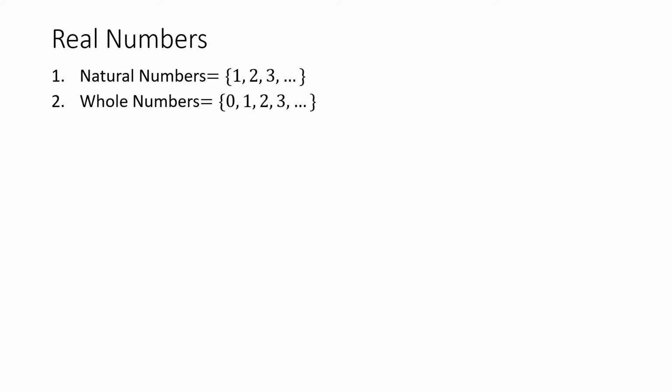When the ancient people added 0 to the counting numbers, the new set was called whole numbers. Third, integers. Then at one stage the ancient people included negative numbers. 0, 1, 2, 3 were already there, and they included negative numbers.